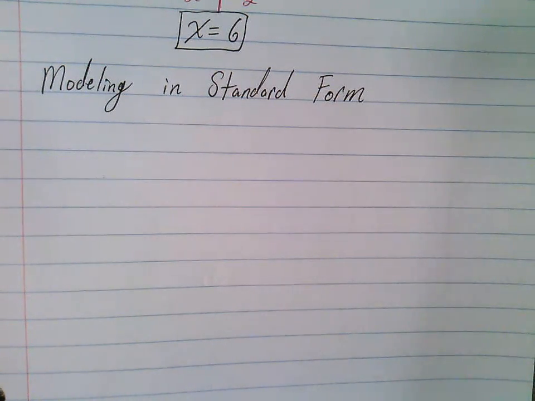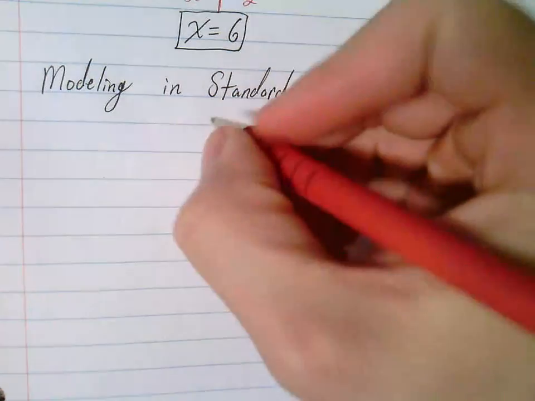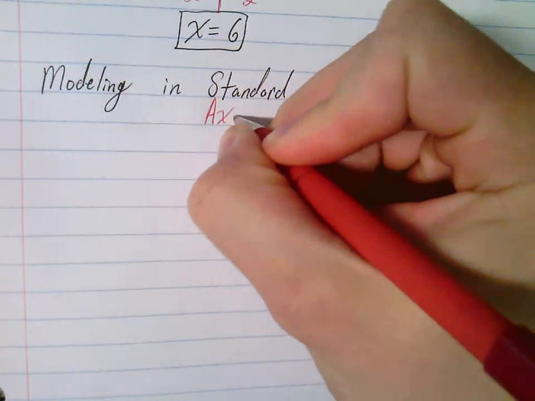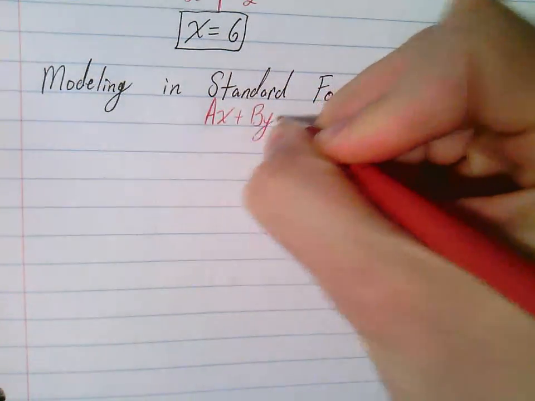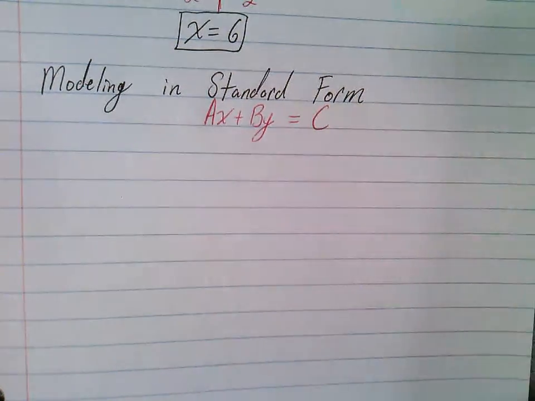Standard form of a linear equation. Good, Antonio. Thank you. AX plus BY equals C.